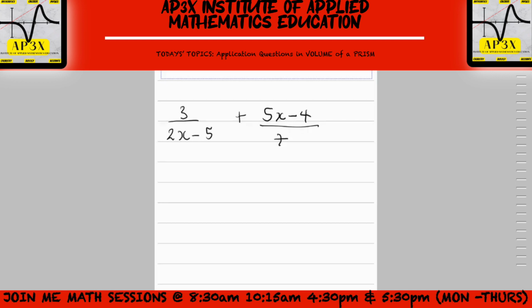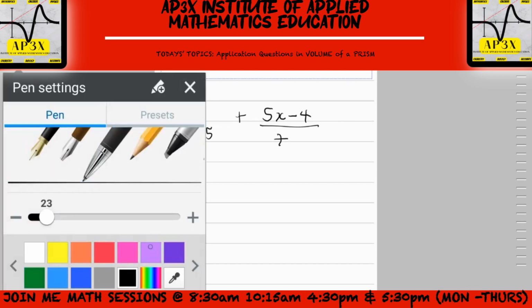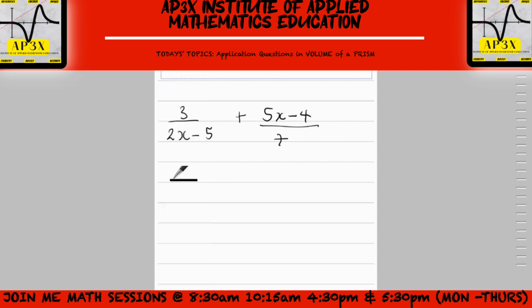And so this final question here, as I said, looks quite interesting in terms of its approach. It looks easy, but then let's see what happens in this particular question here. Here, easily, our LCM is just going to be a merge of the 7 and the 2x minus 5. So let's see here.